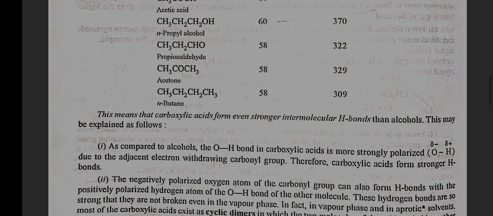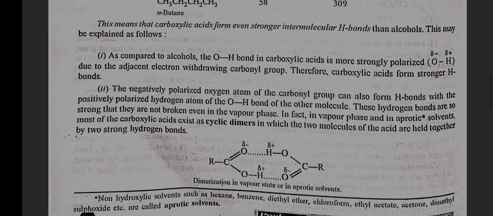First, as compared to alcohols, the OH bond in carboxylic acid is more strongly polarized due to the adjacent electron-withdrawing carbonyl group. Therefore, carboxylic acid forms stronger hydrogen bonds. Second, the negatively polarized oxygen atom of the carbonyl group can also form hydrogen bonds with the positively polarized hydrogen atom of the hydroxyl group of the other molecule.